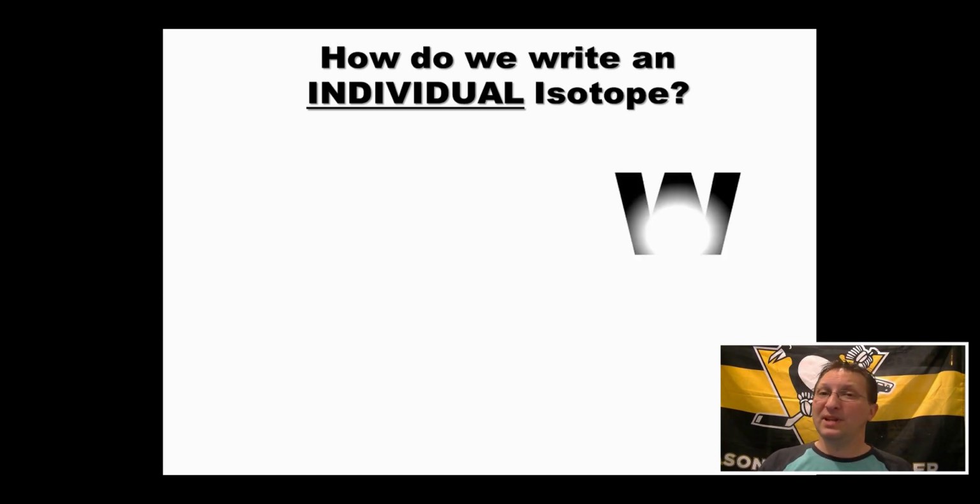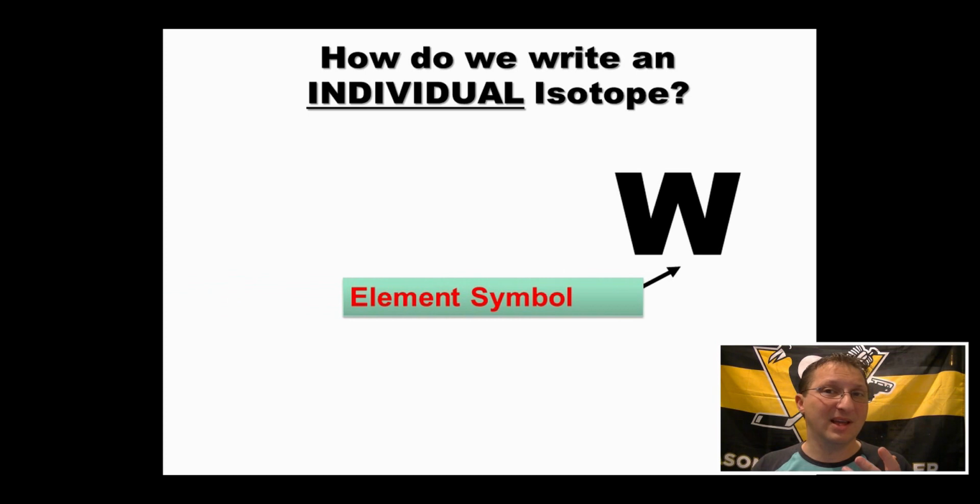So typically when we want to express that in writing, the easiest way is to write the symbol. So here we have the symbol W. You guys should know what that one is. That is tungsten, right? So we write the symbol, and then we're going to write two numbers. Just like on the periodic table, but these are slightly different. First of all, we're going to write a number on the top left side of that symbol. Here we have 184.